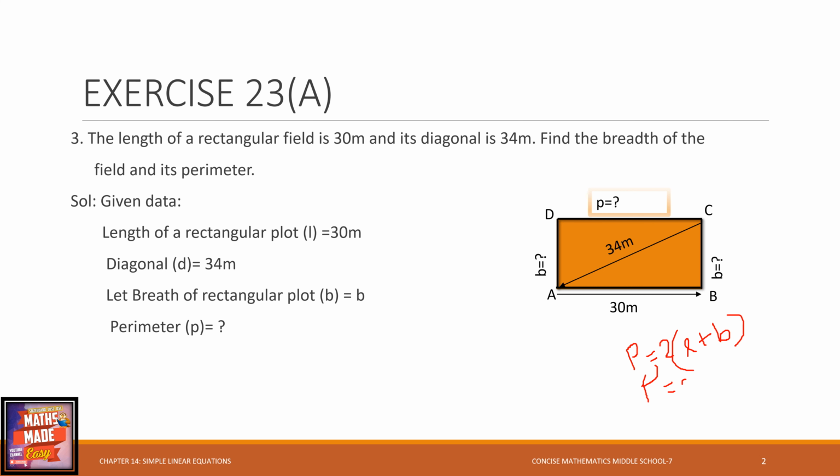We know the length value, that is 30. We don't know the breadth value, that is B. See, for finding out an equation, if you know all the values and you don't know only one value, then you can find it out. But here you don't know P as well as B, so you cannot find out the value using this. But they have given us some additional information, that is diagonal. Diagonal is 34, that means this length. They have given us this length.